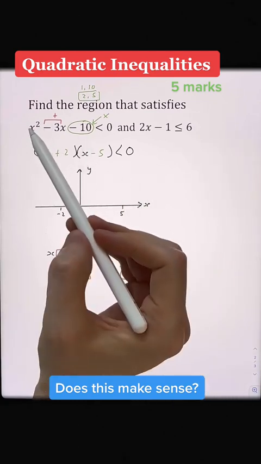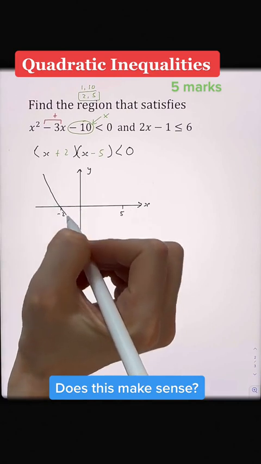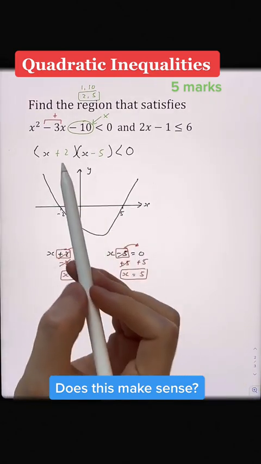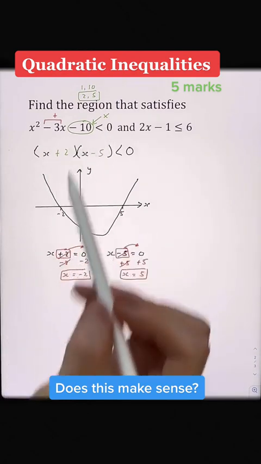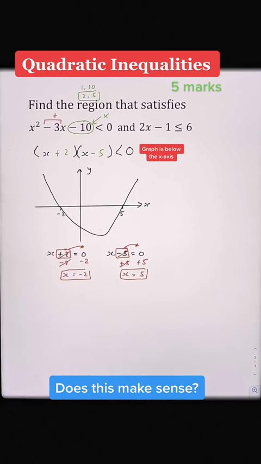Going back to my quadratic, as it's positive x squared, I'm going to have a parabola, i.e. a U shape, that's going to pass through negative 2 and positive 5. As I know my quadratic is to be less than 0, I know that's where my quadratic graph is below the x-axis.